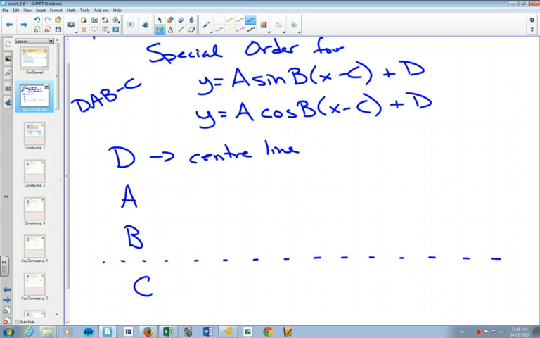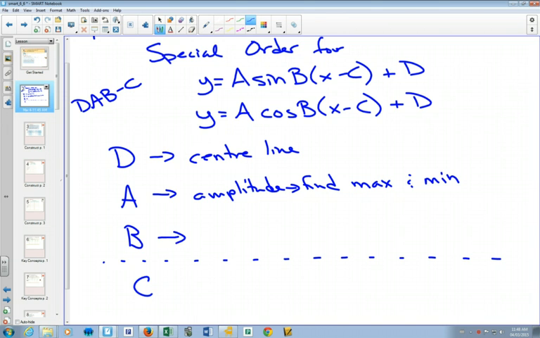That's the first thing that you're going to do. Then once you've got your center line, your amplitude will help you find your maximum point and your minimum point. Because if we have our center line and our amplitude was 2, we'd go up 2 from our center line and down 2 from our center line. And we'll be able to on our y-axis, write our starting point.